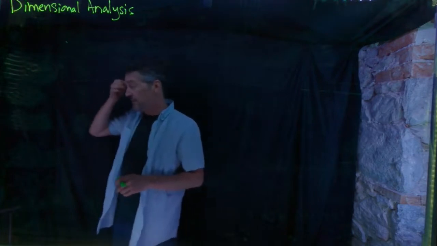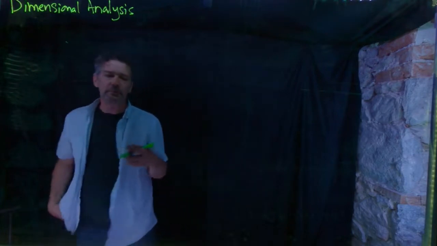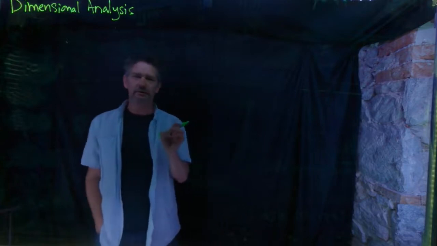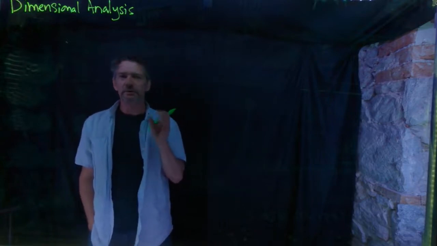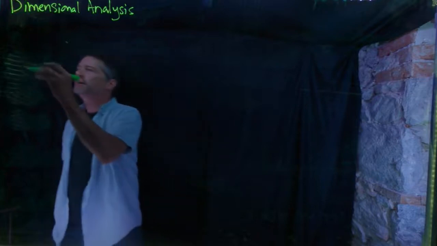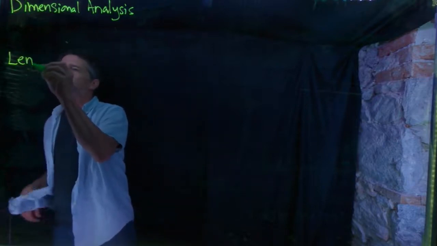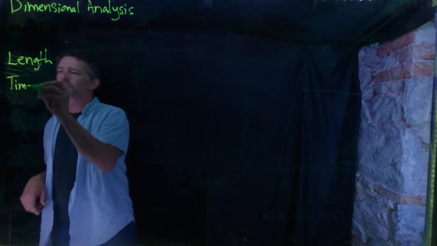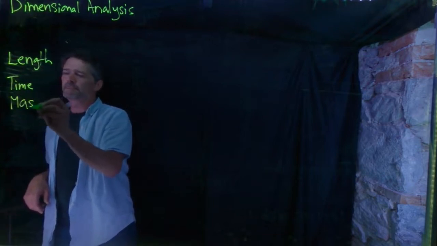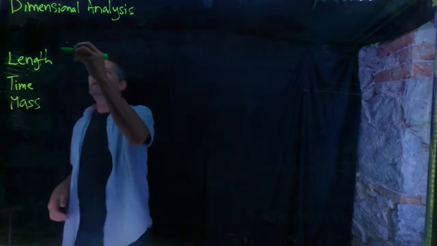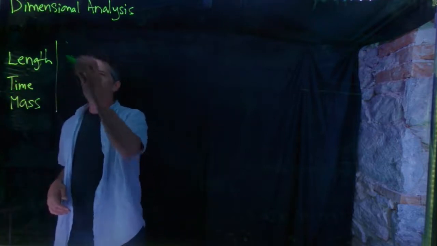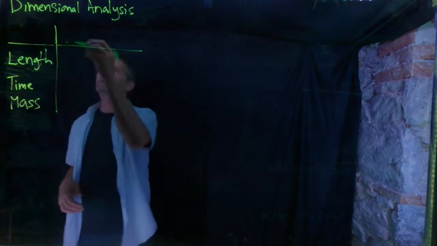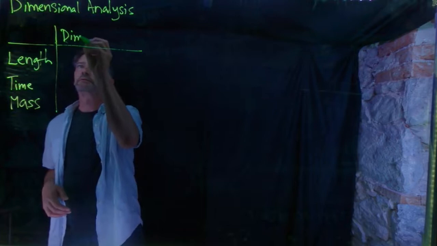Okay, so the basic idea is in mechanics courses like Physics 121, there are basic physical quantities that you can measure. So there's length, time, and mass. And these are assigned letters. These are called dimensions, and they're assigned letters. Let's make a little table here.